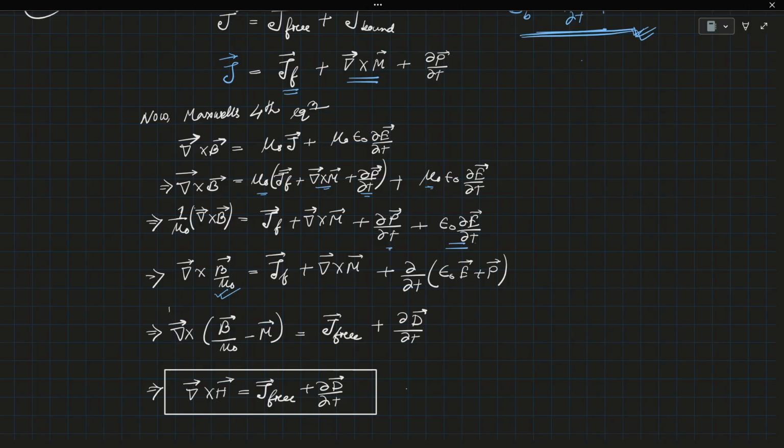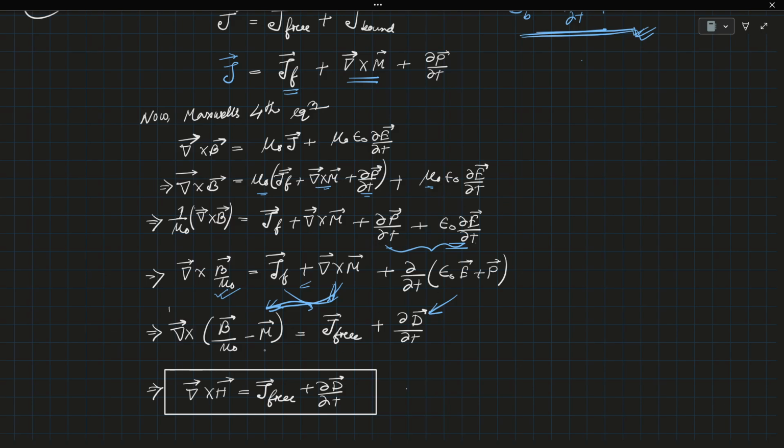Del E del T, right? So by combining these two terms, what we will get is del T of epsilon naught E plus P. This is the displacement field. And this is J free, and this is del cross M. If we move del cross M towards the left, we will get a minus sign here. This was positive here, so we'll get a minus sign.